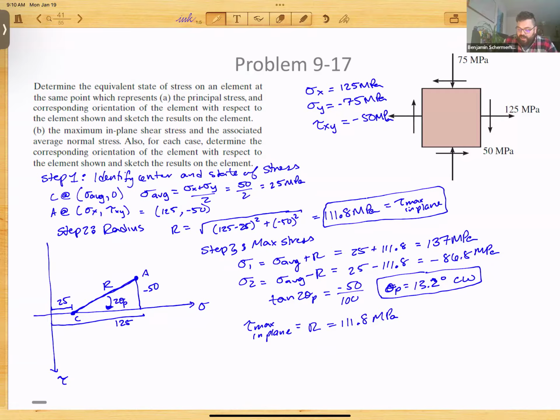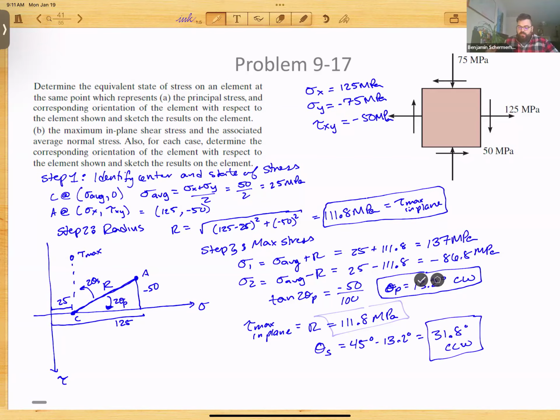We do know that we can go another 45 degrees to get to our maximum shear here. So we want the complementary angle to theta p to get to our tau max shear. So 45 degrees minus 13.2 degrees is going to be 31.8 degrees. And we know that that's going to have to be counterclockwise based on our diagram. Ta-da! So that's how you get everything.